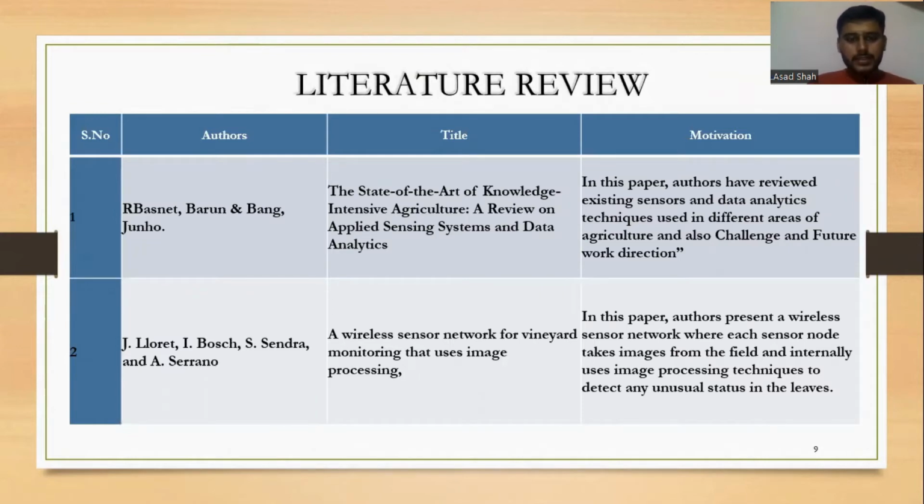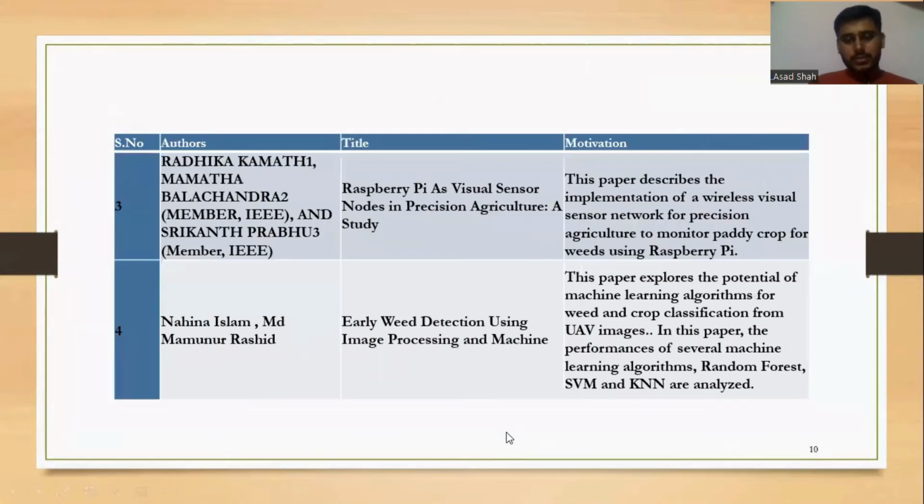agriculture. The second paper is a wireless sensor network for vineyard monitoring that uses image processing. In this study, the author deployed a wireless sensor network in a vineyard for disease detection. The wireless sensor network was capturing images, and if a disease is detected, real-time alerts are generated. The disease detection was done using image processing techniques.